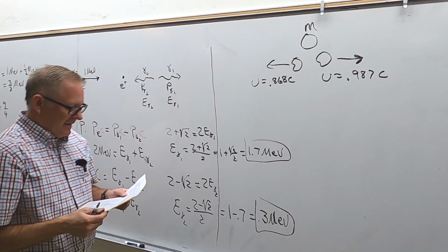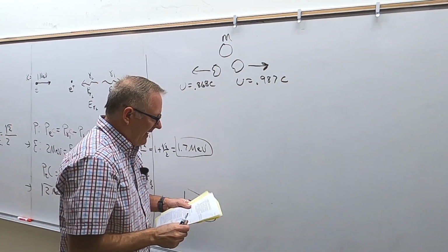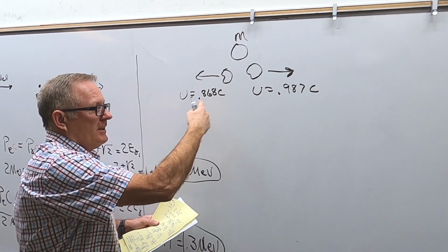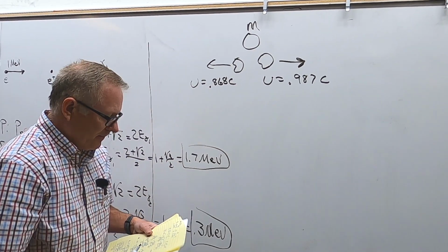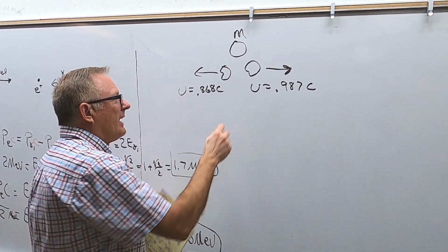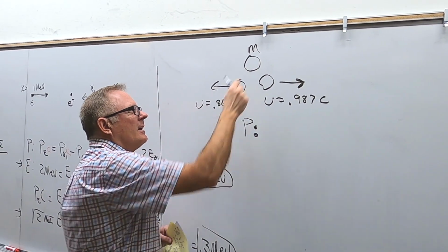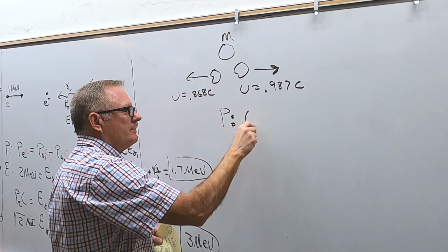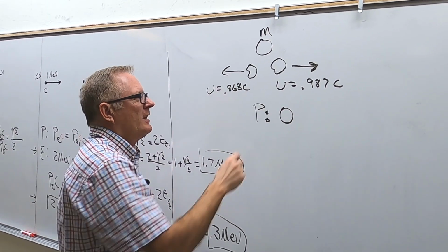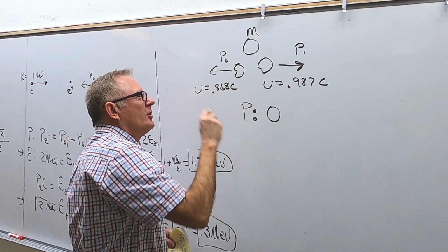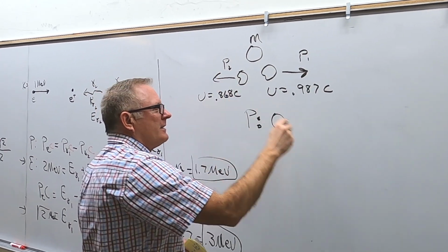Okay, well, again, we write out the momentum, except now they give us u's here. But let's go ahead and write out the momentum equation. This has 0 momentum. It's not moving. Let me call this one momentum 1, and we'll call this one momentum 2. So it's momentum 1 minus momentum 2.